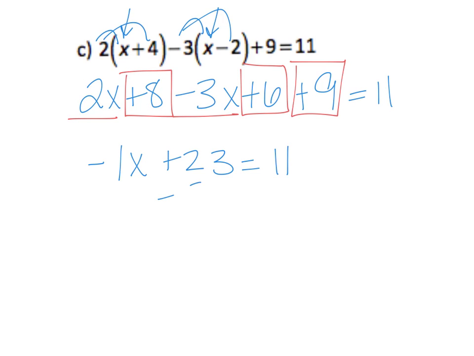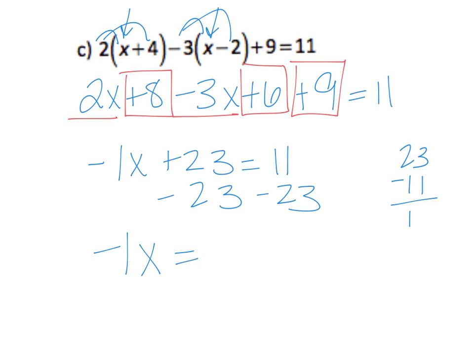And then you're going to go ahead and subtract the 23. We've got negative 1x. 11 minus 23, remember if you can't do that, just take 23 minus 11, which is 12. Since the 23 was the larger number and it's negative, your answer is going to be negative. So I got negative 12 here. Then just divide both sides by negative 1. So x equals 12.